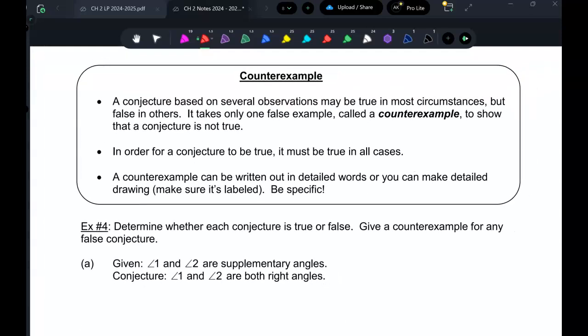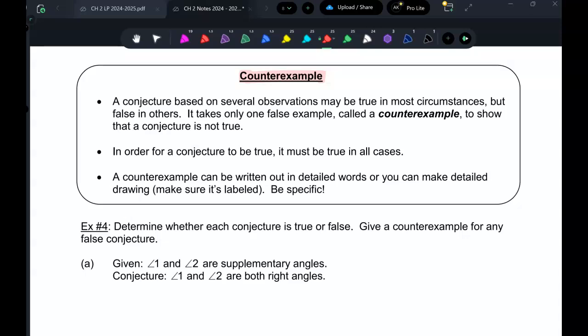Okay, next we want to look at counterexamples. So we talked about the example with the car. We don't know what the correct answer was, but sometimes we can come up with a rule that's going to work in every case. And sometimes we can prove that rule doesn't work. And in that case, we just need one what's called a counterexample.